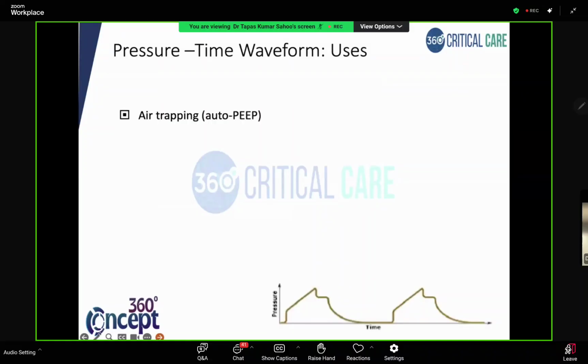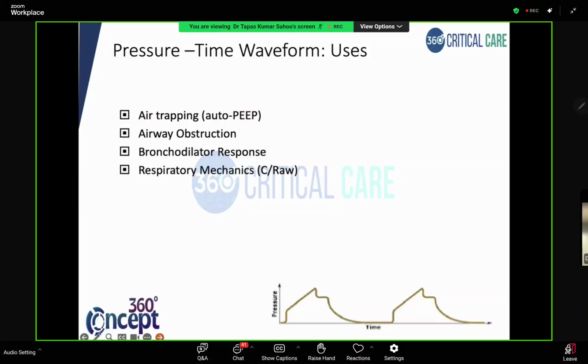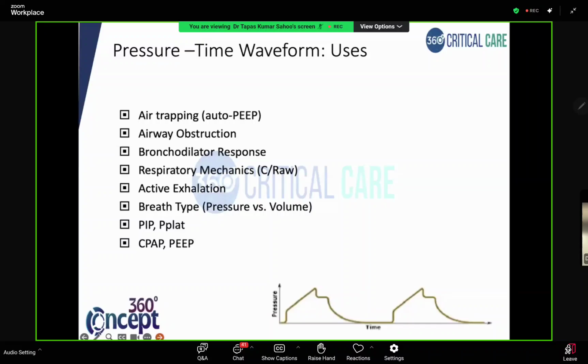So this is something with which we'll now proceed ahead with the pressure time waveform. Now the uses when we are dealing with pressure time: I have already shown you the scalars, air trapping, whether it is auto PEEP generating, airway obstruction, bronchodilator response, respiratory mechanics, compliance or resistance of the airway, active exhalation, breath type, whether it is pressure or volume, peak inspiratory pressure, P plat, CPAP, PEEP, and asynchrony. These are the uses with which we can get the pressure time waveform in a proper way. And finally, the triggering effort, whether the patient is able to trigger the ventilator. I have shown you, initiate the inspiratory phase.